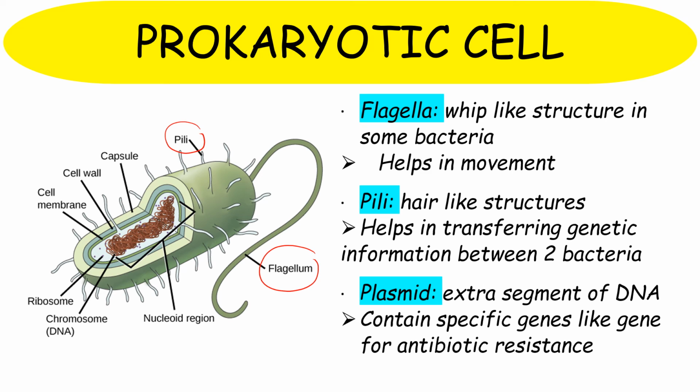Likewise, some bacteria might have an additional segment of DNA, and that additional segment of DNA is known as plasmid, and it contains specific genes like the gene for antibiotic resistance.